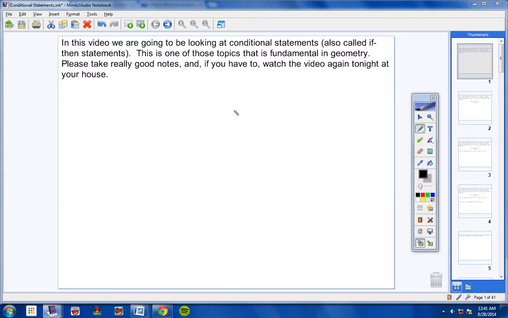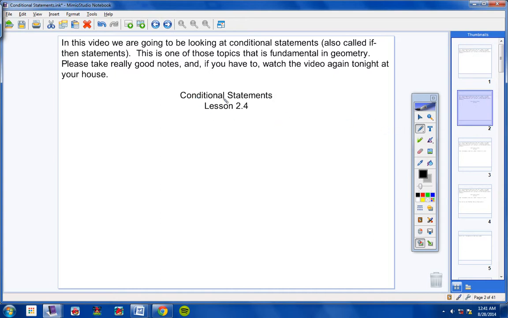This is one of those topics that is fundamental in geometry. Fundamental. So please take really good notes, and if you have to, watch the video again tonight at your house, okay? And be sure and ask the supervising teacher to pause the video if you need to. Your heading today is called Conditional Statements. The lesson number is lesson 2.4, and please also include today's date in your notes.